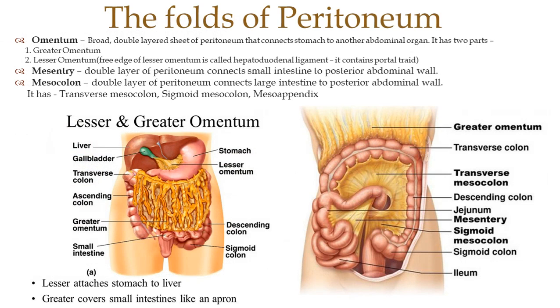The folds of peritoneum. Omentum. It is a broad double-layered sheet of peritoneum that connects the stomach to another abdominal organ. It has two parts, greater omentum and lesser omentum.